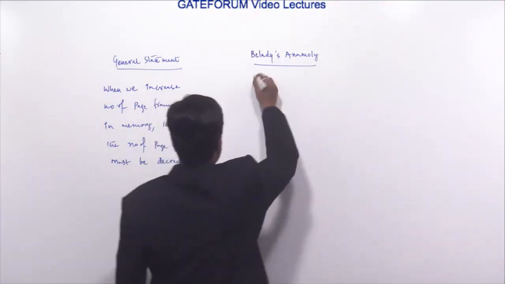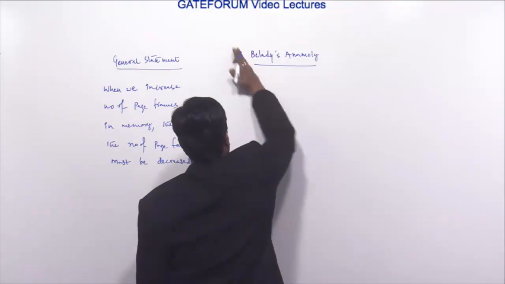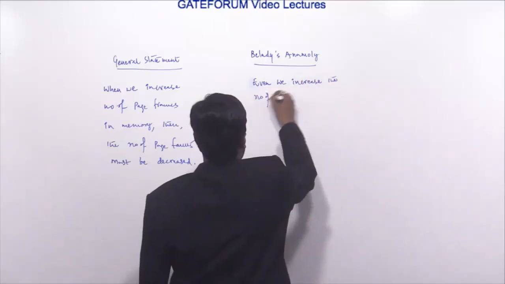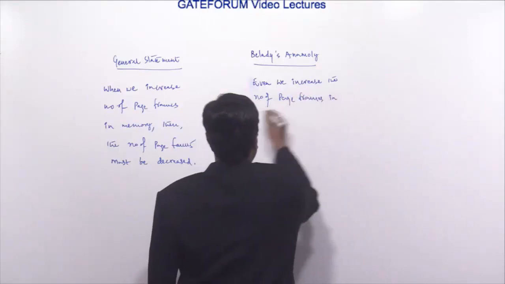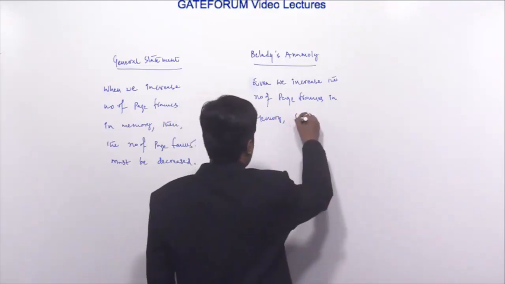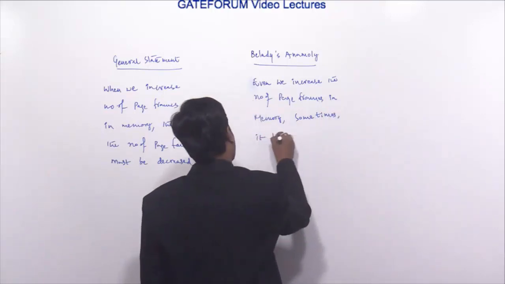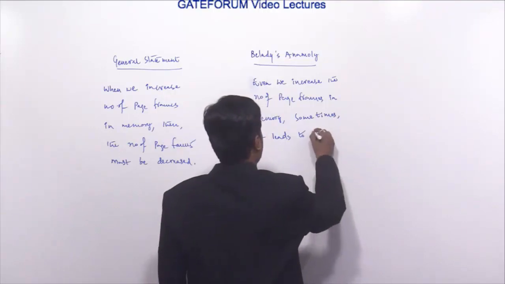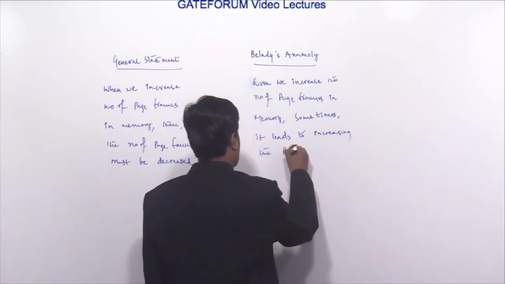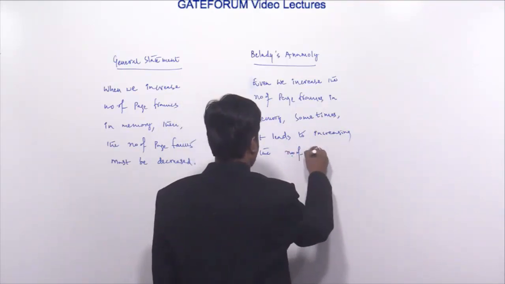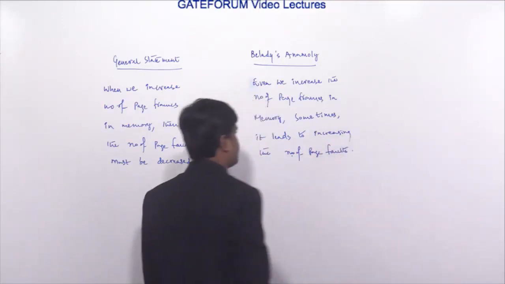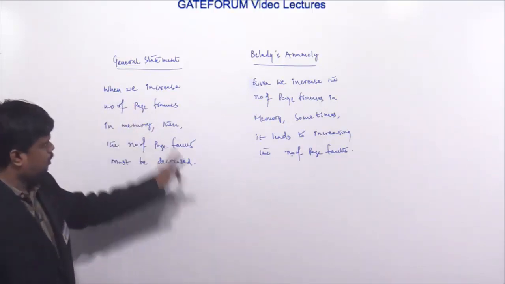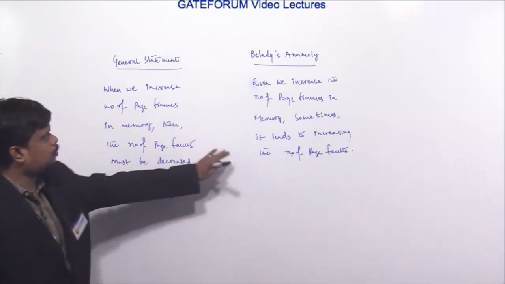But coming to Belady's anomaly, what it is saying is that even though we increase the number of page frames in memory, sometimes it leads to more page faults, that is, an increase in the number of page faults. So even if we increase the number of page frames in main memory, sometimes the number of page faults increases. Normally, whenever the number of page frames is increased in main memory, the number of page faults must decrease. So this is the Belady's anomaly statement.